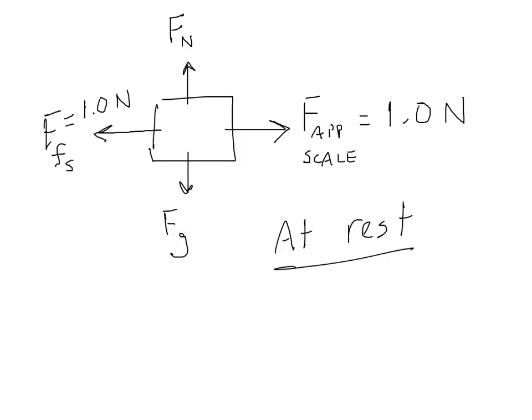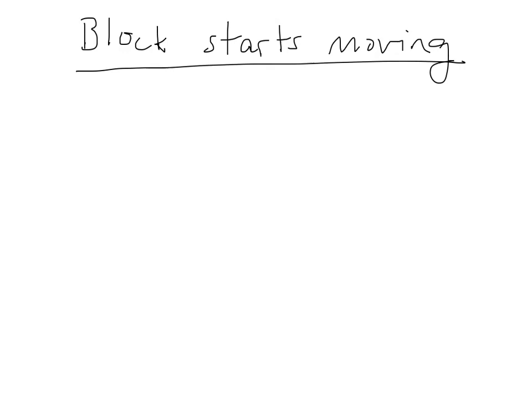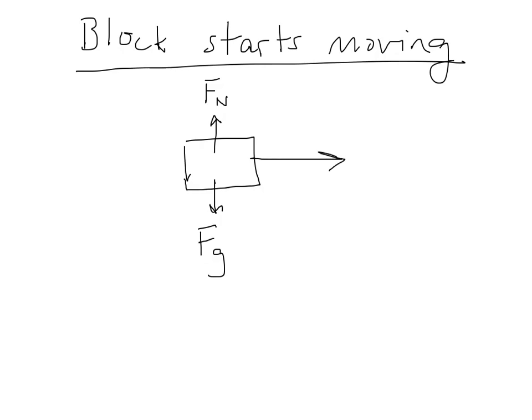Now let's talk about what happens when the block finally breaks free from the surface. So if you go replay the video, you will see the block starts to break free and move right when the scale reached almost full scale. It was actually 2.4 newtons, the best I could see. So I'm going to show this a little bit bigger than I did the other one. So the applied force of the scale, 2.4 newtons. Now what does that tell us about the friction?